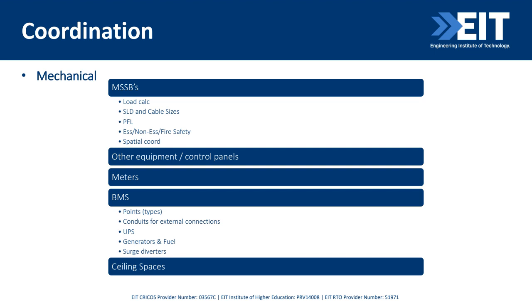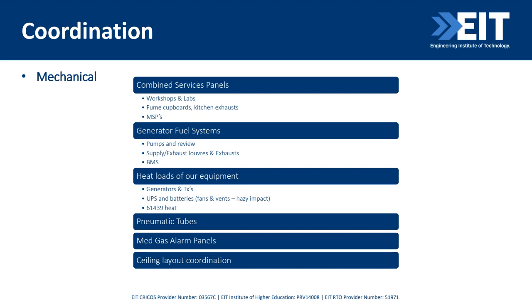So for mechanical, this is some of the things that they have. Now I won't go through this in too much detail because this is an electrical webinar. However, some of these might jog your memory. So mechanical switchboards, control panels, they might have meters, they might have a building management system, or maybe we need to share ceiling space with them.